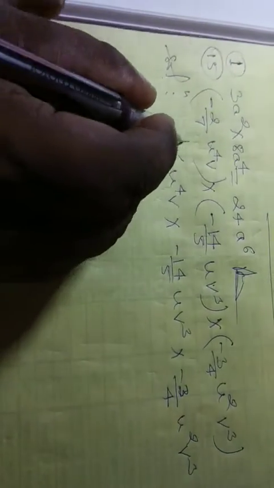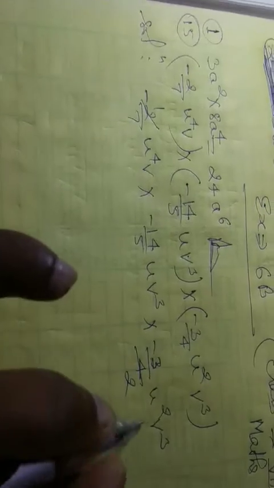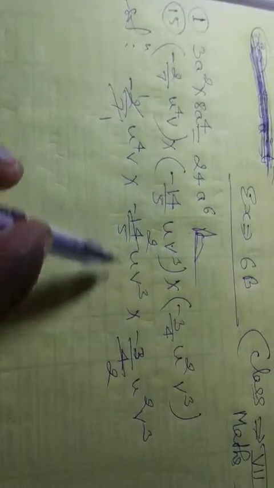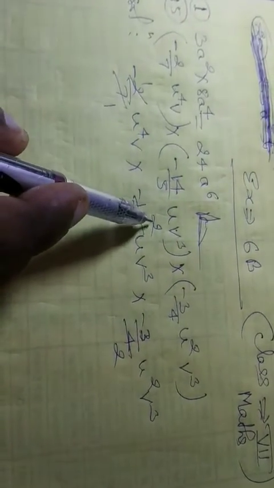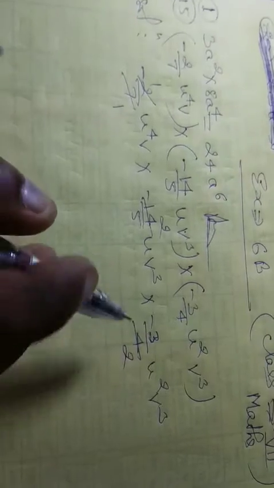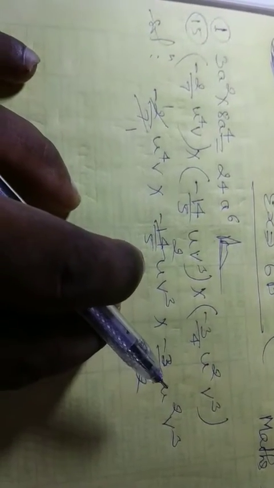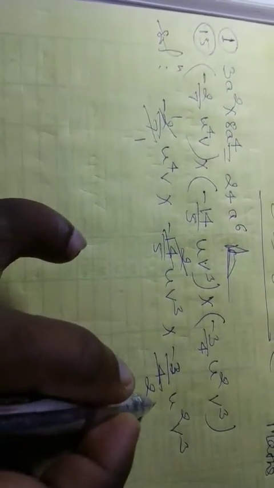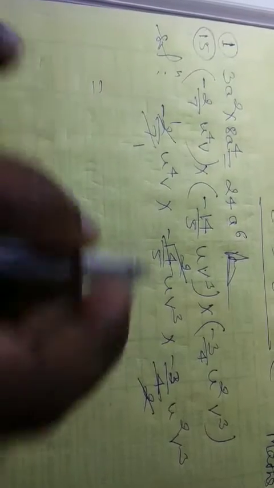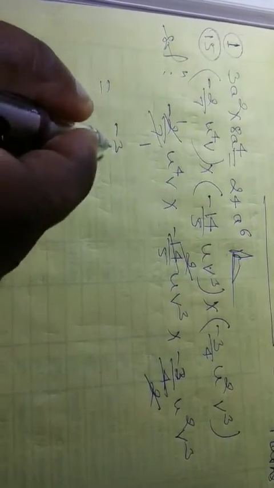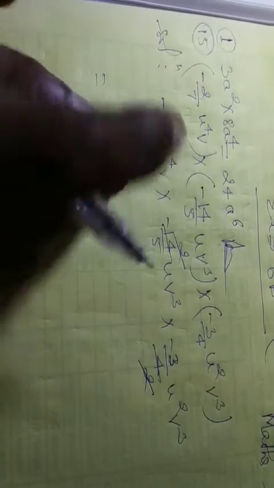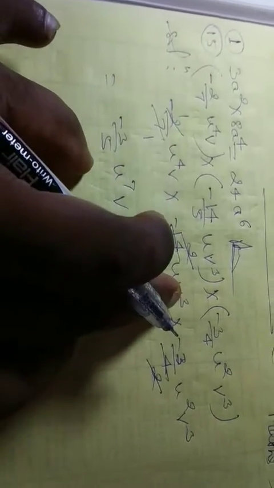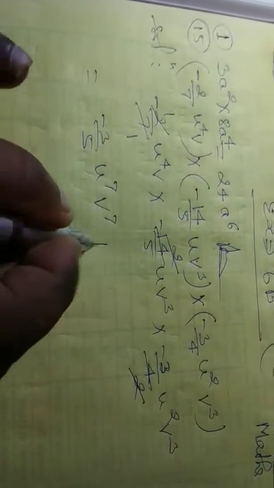2 1 is 2, 2 2 is 4, 7 1 is 7, 7 2 is 14. Now 2 1 is 2, 2 1 is 2. So therefore the answer is minus 3 by 5 u to the power 7 and b to the power 7.